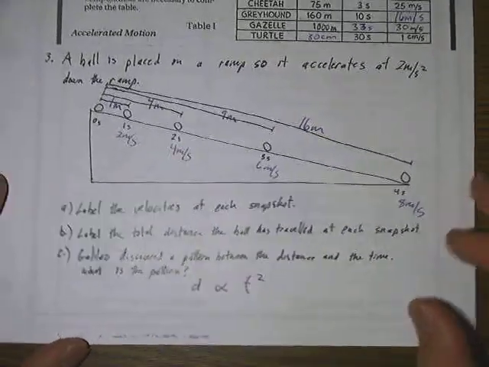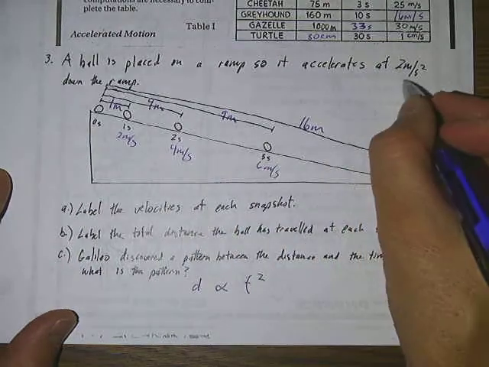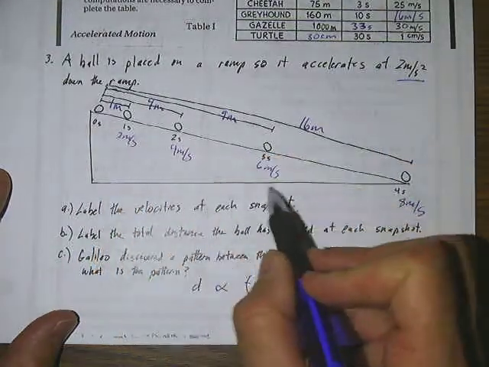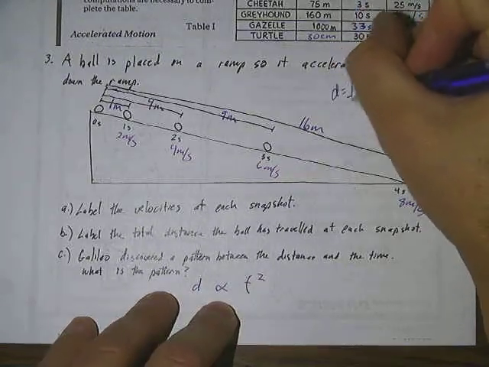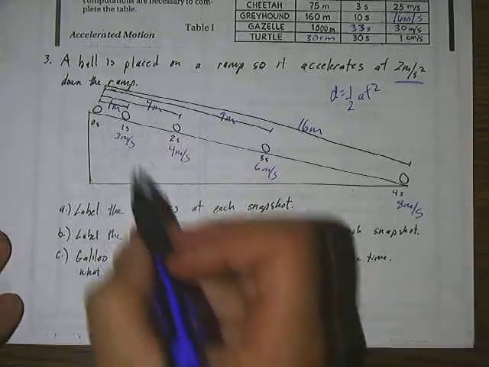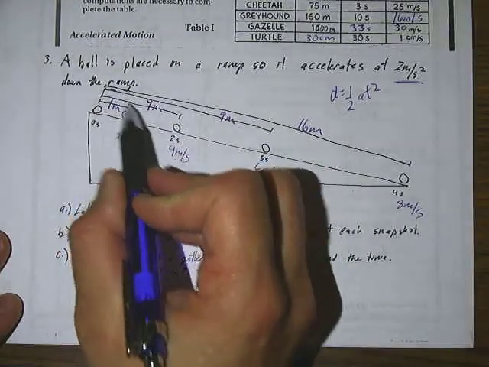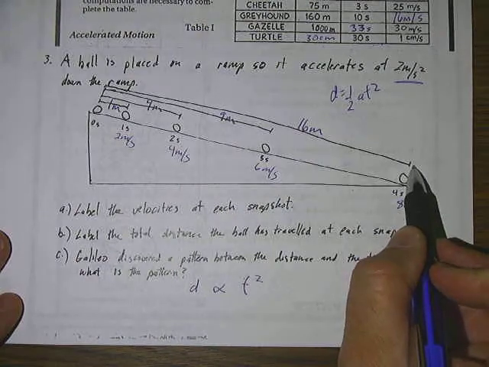Now the next part was maybe the trickiest part on the worksheet. The velocity should be increasing by 2, so it's 2, 4, 6, 8. Remember the distance then, you can either use the formula or you can use the think it through method, whichever one. So it's going to go 1 meter, 4 meters, 9 meters, 16 meters.